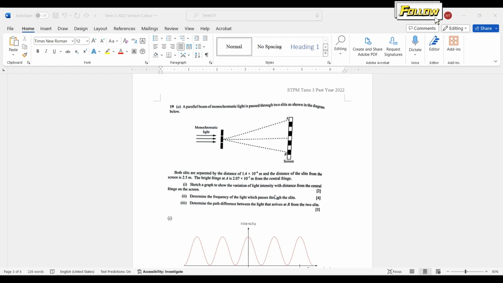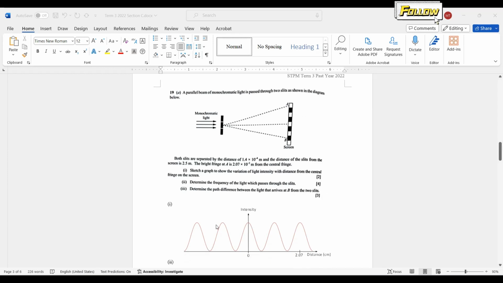Sketch a graph to show the variation of light intensity with distance from the central fringe. So this should be easy, 2 marks. It should be a sine wave. Maybe some of you might consider drawing a rectangular wave, which may also be acceptable to me. But this should be the answer, the sample answer from me, not the official one. So we shall move on to the next question.